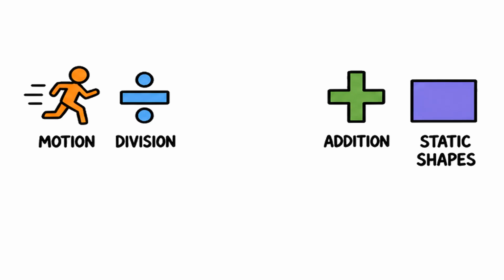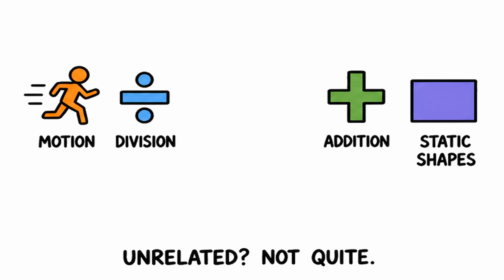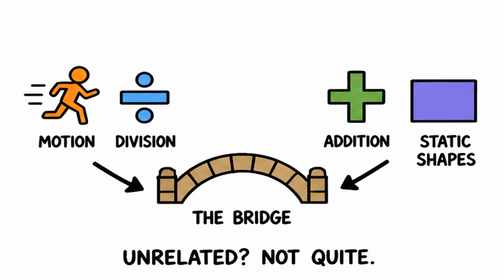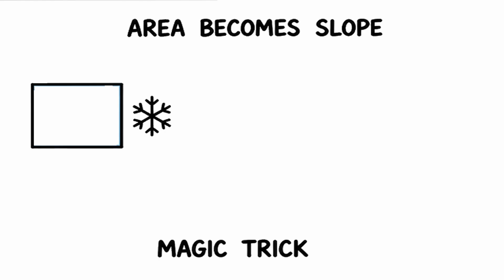They feel completely unrelated, but deep inside mathematics, a single bridge connects them. The bridge reveals something almost unbelievable. Area becomes slope. To see this magic, stop seeing area as frozen geometry.